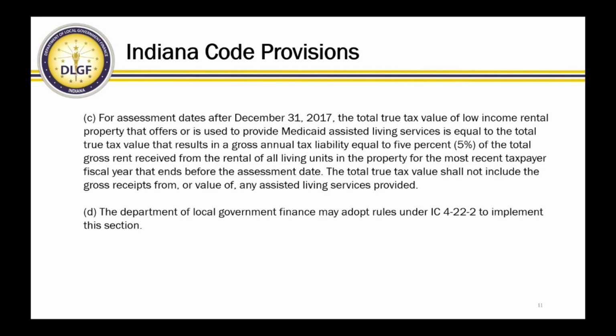For assessment dates after December 31st, 2017, the true tax value of low income rental property that offers or is used to provide Medicaid assisted living services is equal to the total true tax value that results from the gross annual tax liability equal to 5% of the total gross rent received for those living units. And you can see the total true tax value shall not include gross receipts from or value of any assisted living services provided.